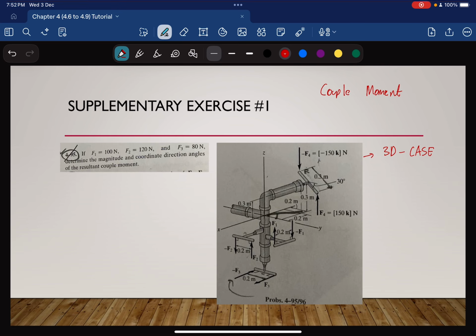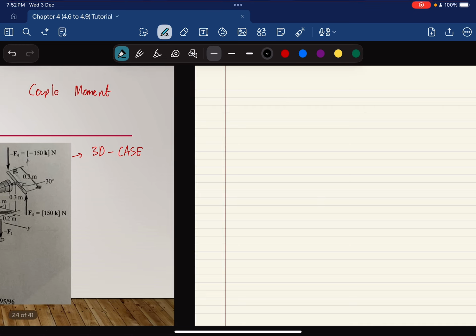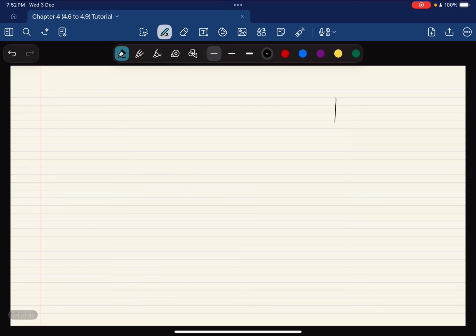So in this case we're given F1 is 100 Newton, F2 is 120 Newton, and F3 is 80 Newton. What is the magnitude and the coordinate direction angles of the resultant couple moment? Okay. So first and foremost, we're going to try to draw the structure itself.